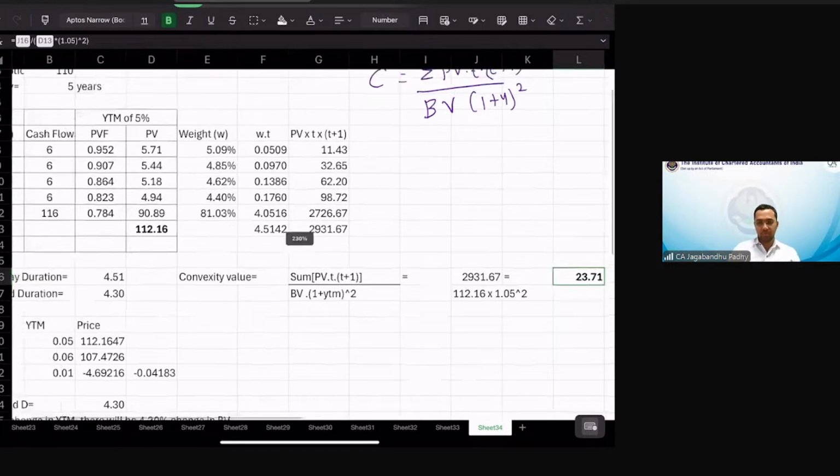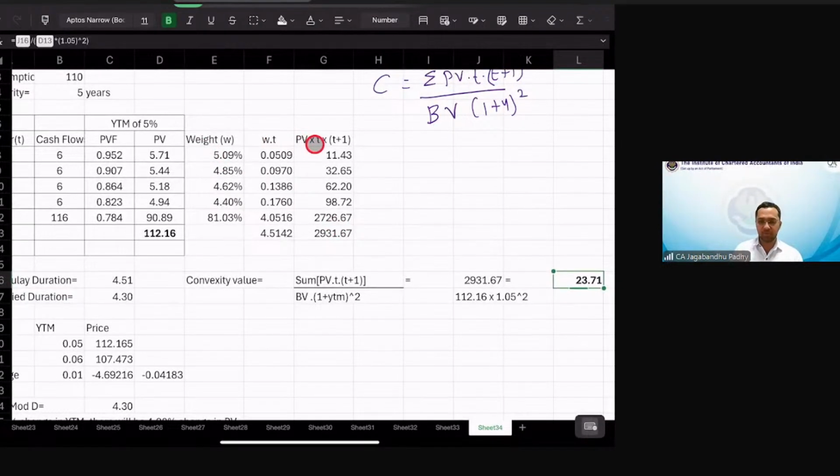Okay, so we computed the convexity in this way, where we took the PV into T into T plus 1. We took a total, and then we computed the convexity. Okay, is the procedure clear, everyone? Now, obviously, I won't be able to explain you the reasoning behind why we are doing this, because the basis, the statistics and the physics theorems that we have, you're not aware about it. So you won't be able to get what we are really doing over here. But yes, accept the procedure, right?